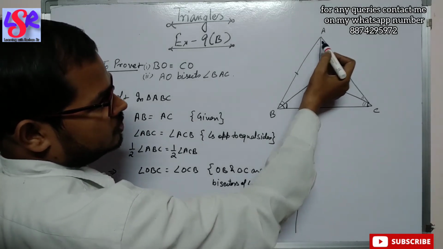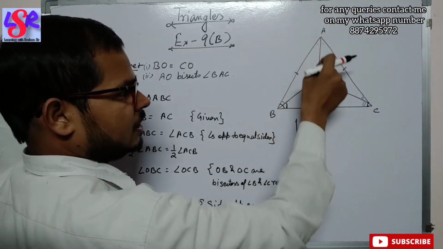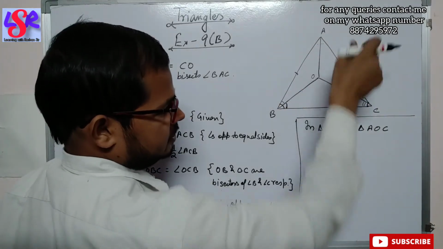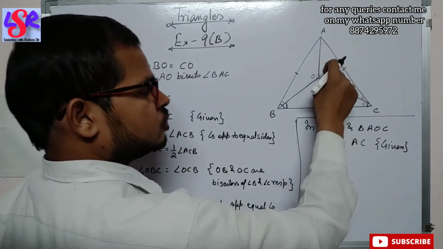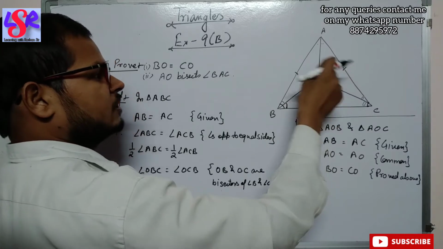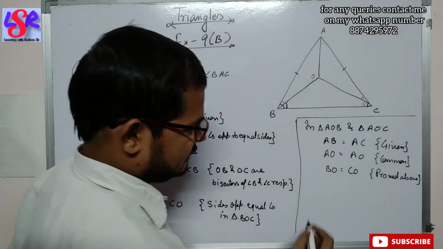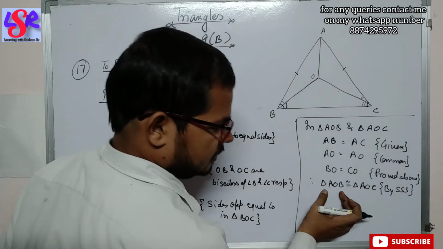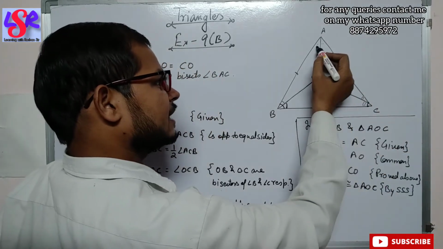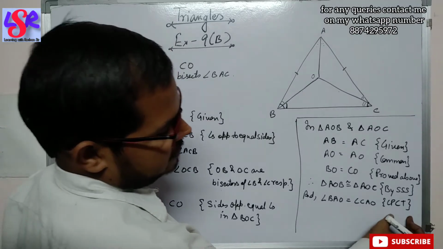This means this angle is equal to this one. For that we are going to prove triangle AOB congruent to triangle AOC. So in triangles AOB and AOC we can take AB equals AC given to us, then AO equals AO common, and BO equals CO proved above. Now to prove these two triangles congruent, we have used all the sides, this and this one. Therefore it is congruent by SSS criteria. And here we got triangle AOB congruent to triangle AOC by SSS. Then we can prove this angle equal to this one by CPCT, and we got angle BAO equals angle CAO by CPCT.